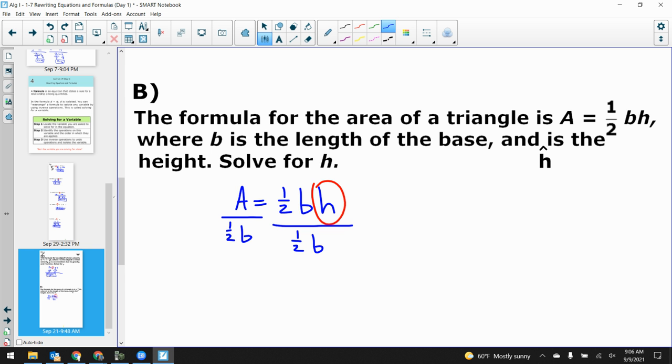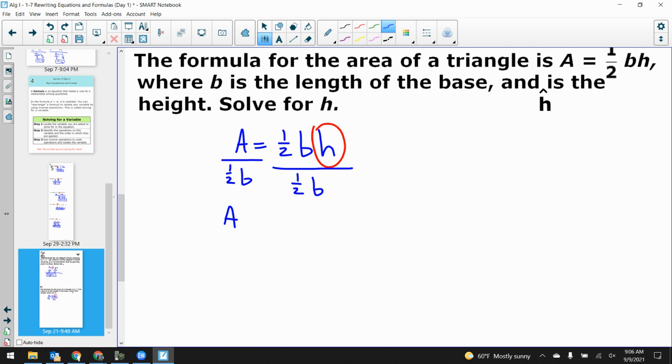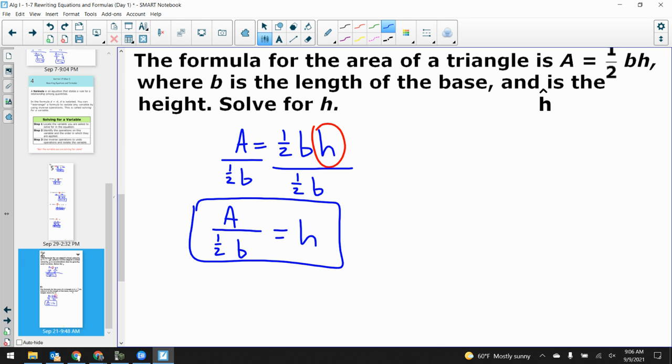Now that's going to get me area divided by 1/2 my base is equal to my height. And that's totally fine. You might say 2a over b. That would be fine too. But for our purposes here, I'm completely fine if we say that. So what are the implications of that?